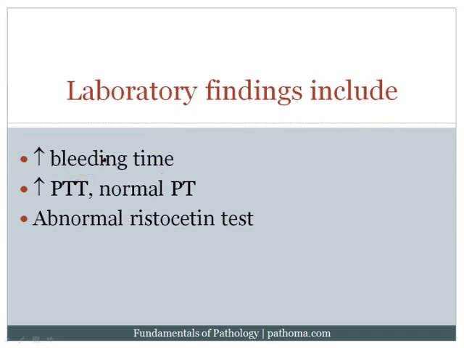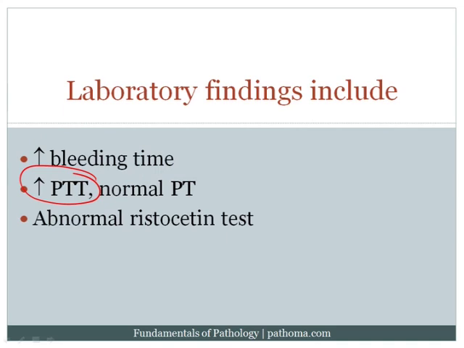What's also interesting in this particular disorder is that the PTT is going to be up. And the reason why the PTT is going to be up is because you need your von Willebrand's factor to be able to stabilize factor VIII. And so that's a high yield principle to be aware of. Von Willebrand's factor helps in stabilizing factor VIII.